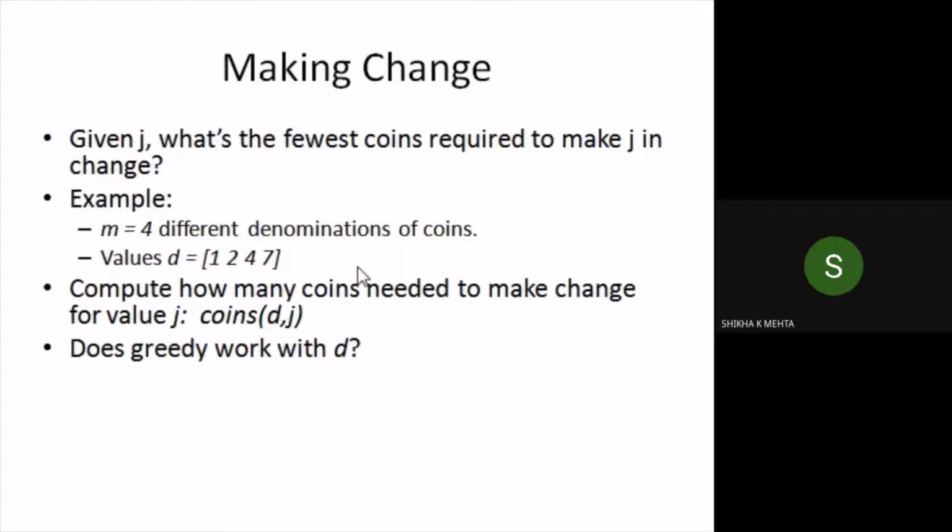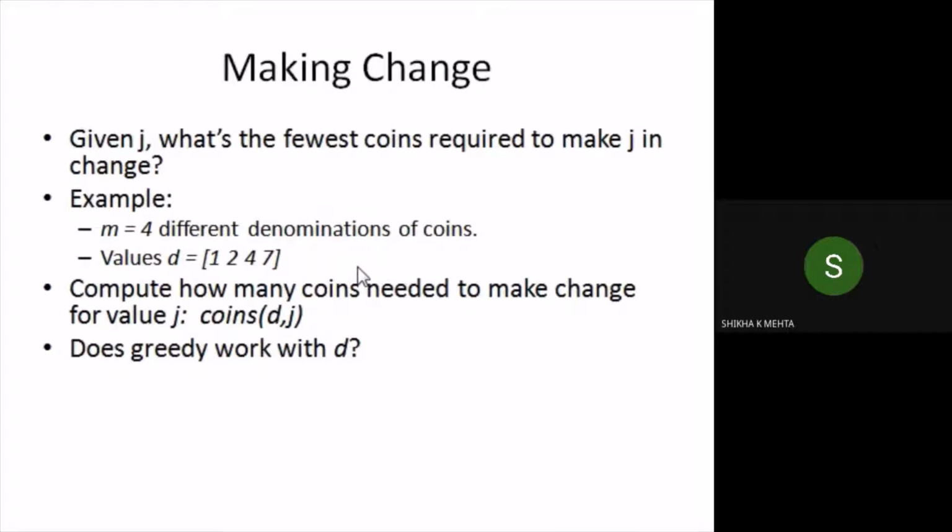So if m is equal to 4, that does not mean we have 4 coins. 4 is basically the number of different denominations of the coins that we have, and these denominations are the values shown, the domain D. So we have coins of 1 rupee, 2 rupees, 4, and 7. Now we have to compute how many coins are needed to make change for value j, using coins from the domain D. That means how many 1 rupee coins, how many 2 rupee coins, how many 4 rupee coins, and how many 7 rupee coins, in order to get the total j.